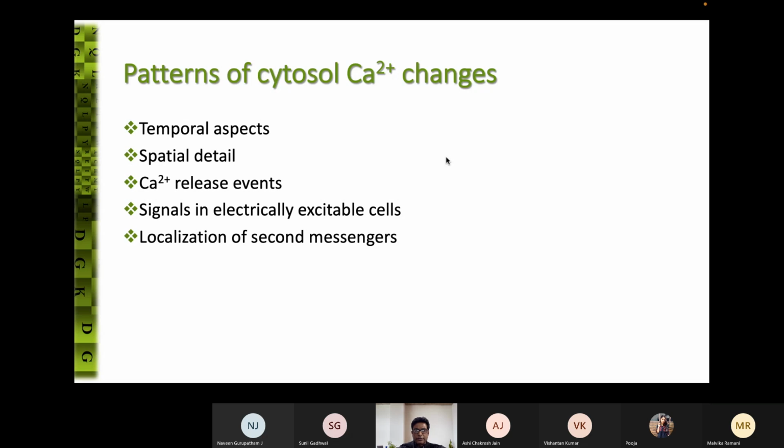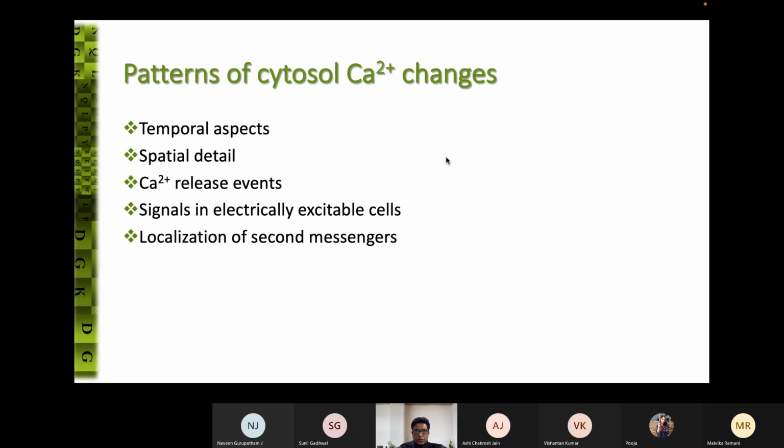You have to appreciate that, taking off from how neurons essentially function, you'll have both temporal as well as spatial aspects to keep in mind. There are release events which are based on triggers from the outside, and it could also be because of electrical signals, in neuronal cells for example. Also, secondary messengers and the localization of secondary messengers are important. So you have to release calcium in a very particular fashion so that you get the action that is required within the cell.